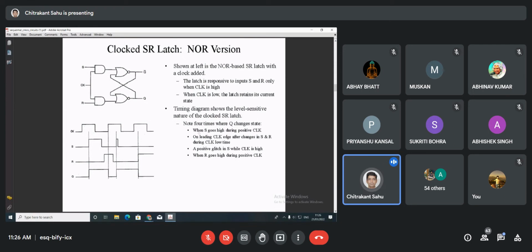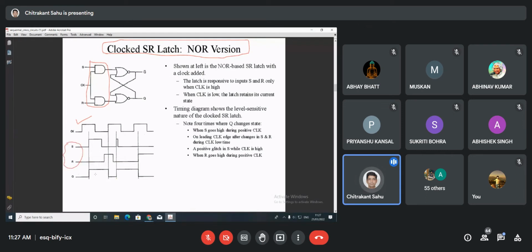Earlier we discussed the SR latch without a clock. Now if you want to make a clocked SR latch, what do we have to do? We need to introduce some AND gates to make a clocked SR latch. So that you can know this operation: when the clock is high, then only the output will respond according to the values of R and S. These are the two inputs.